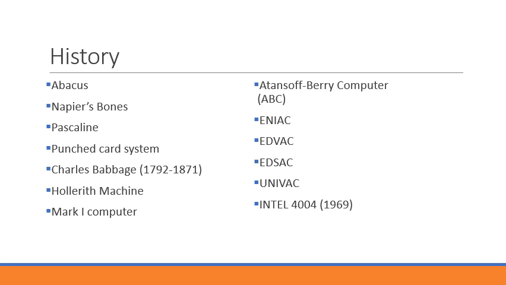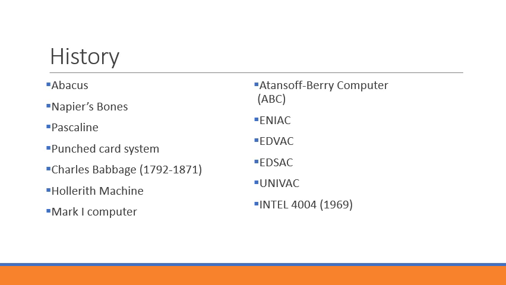Now ENIAC, Electronic Numerical Integrator and Calculator. This is the first general-purpose electronic computer and was used for solving numerical problems. It was invented by John Mauchly. EDVAC, Electronic Discrete Variable Automatic Computer. It is the successor of ENIAC.